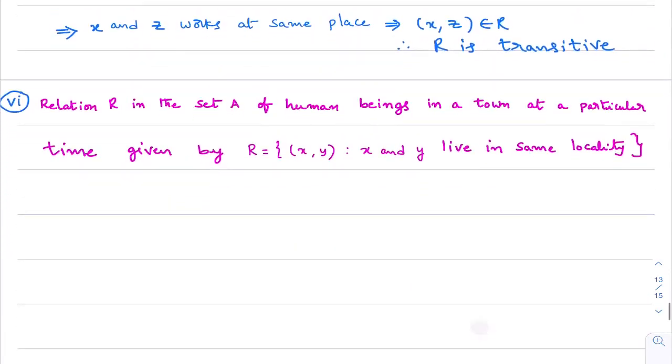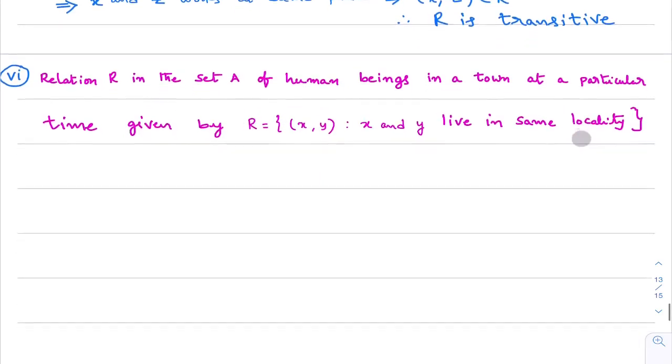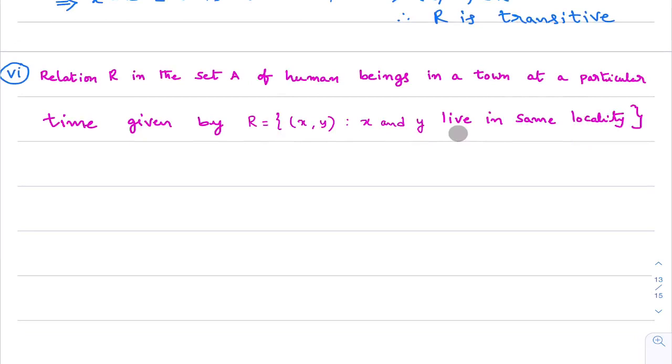Now this bit I want you to try on your own. R is a relation on set A of human beings in a town at a particular time. The relation is given like this: ordered pair (x, y) such that x and y live in the same locality. It is similar to the earlier bit. First you write 3 points. What is set A? The set of all human beings in a particular town. What is the second step? R is a relation from A to A. Third step, given the relation, is this relation reflexive or not?